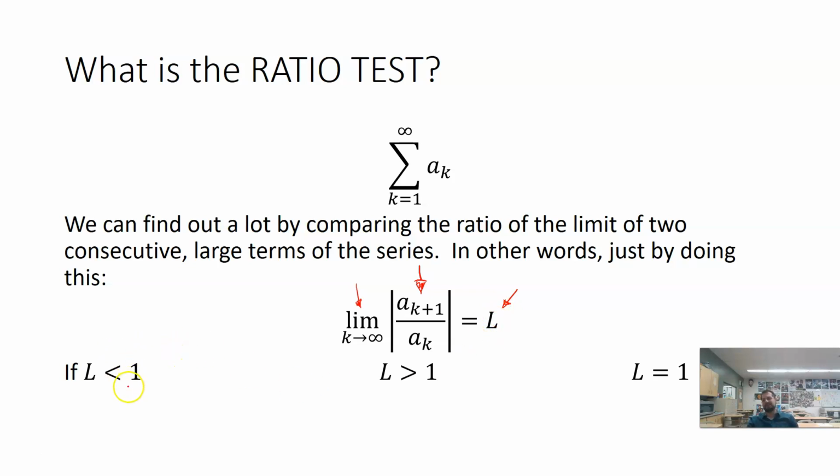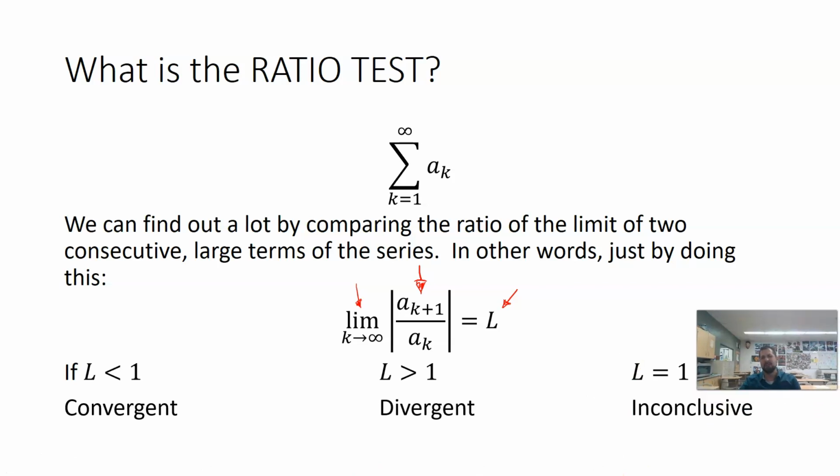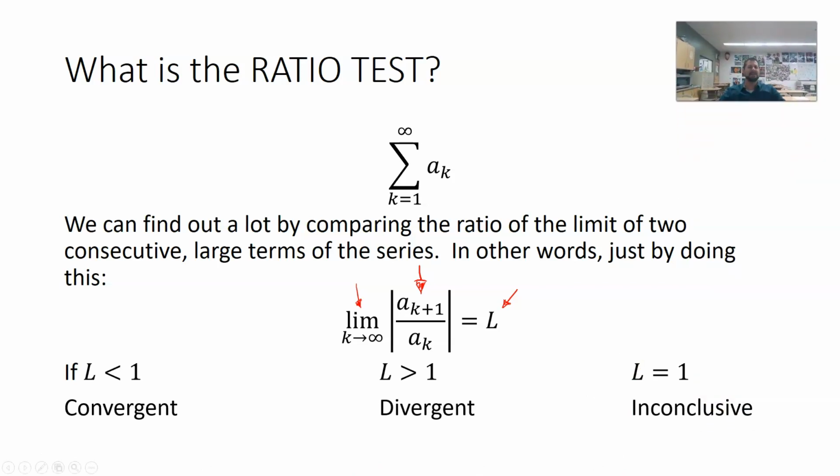Now, there are three different possibilities that you can get. You can get a number that is less than 1, greater than 1, or equal to 1. And you're like, well, no duh, that covers every number you could possibly get. But depending on what number you get, that tells you more or less whether your series is going to be convergent or divergent.